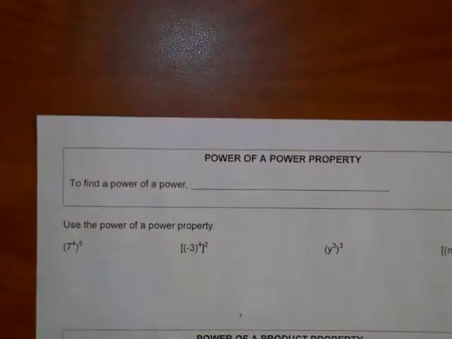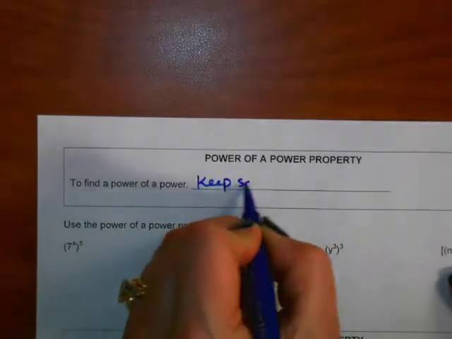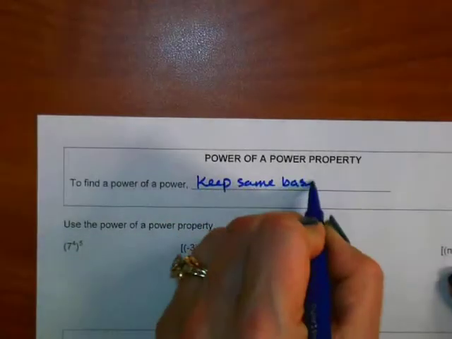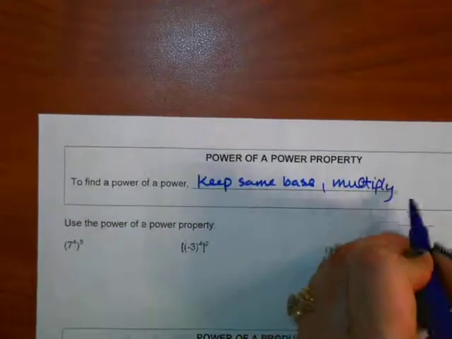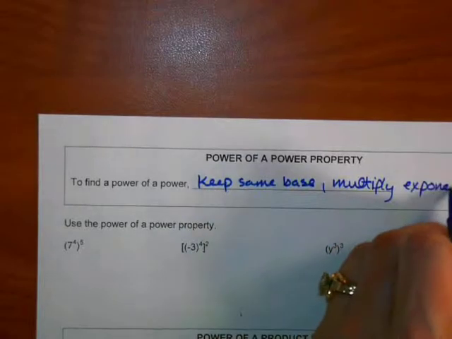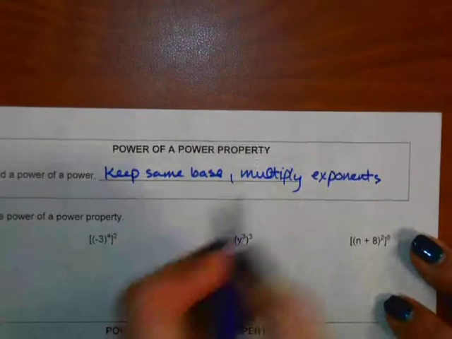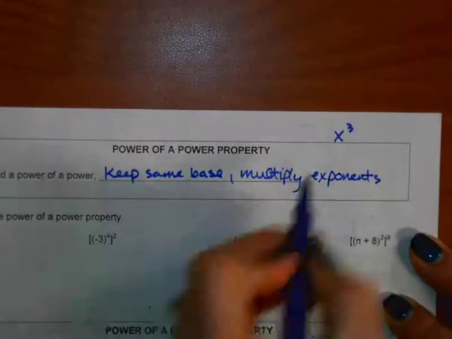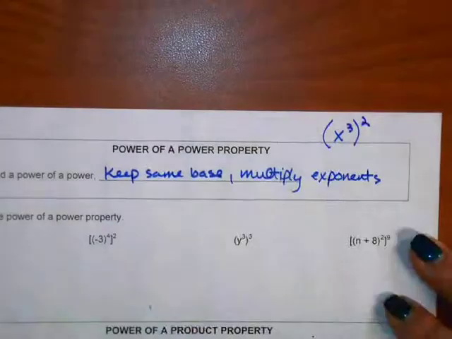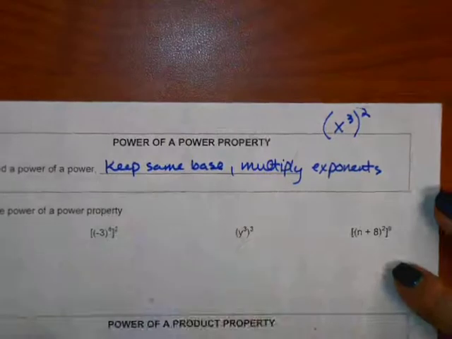Power of a power property. So you keep the same base and you multiply the exponents. So what this means is I have a power here, correct? X cubed is a power, yes? I'm going to take that power and have it raised to another power. Power of a power. And so what I do is I multiply the exponents.